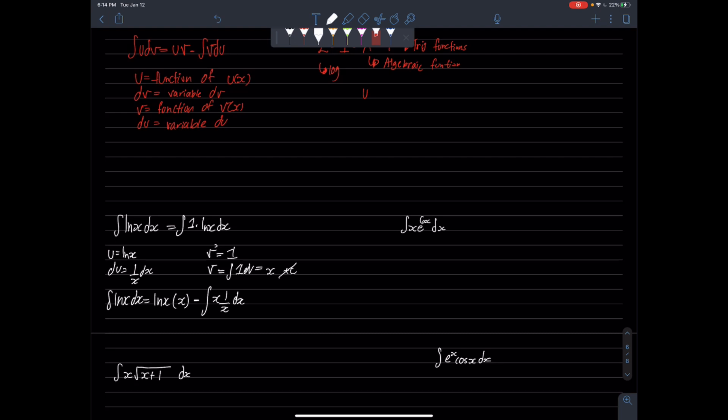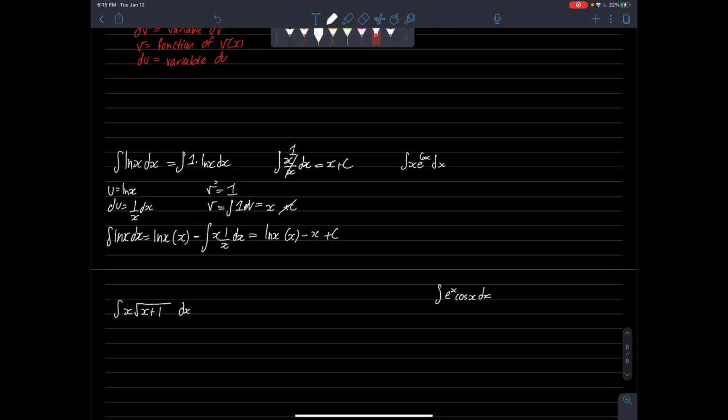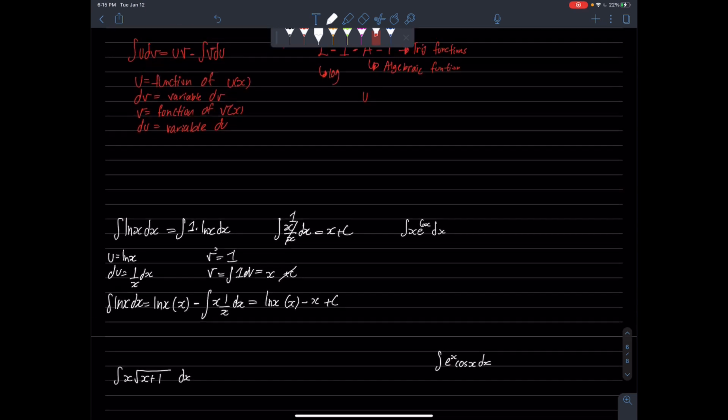Now we got to do this integral. So x over x dx, that's just 1, equals x plus c. So that's just going to be ln x times x minus x. You could do plus c or minus c, it wouldn't matter. It's just a constant.